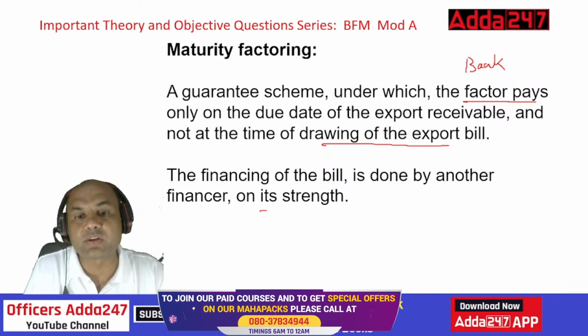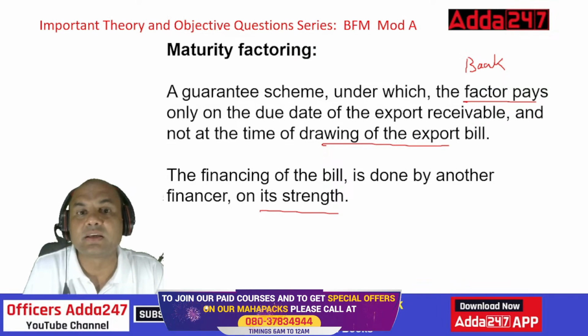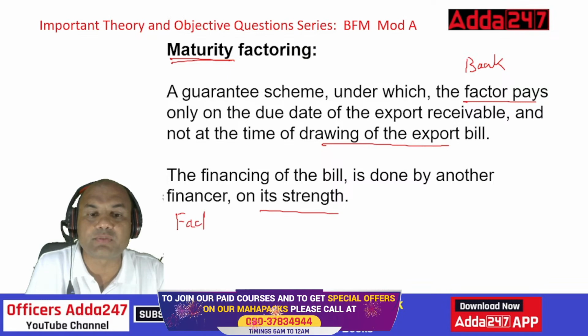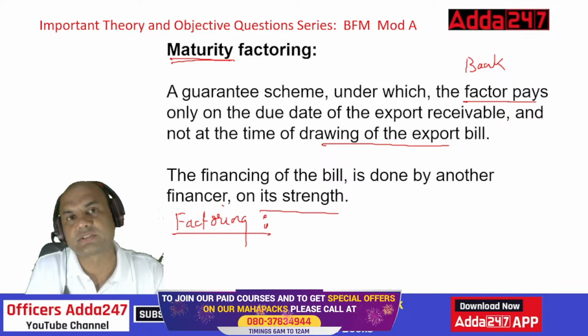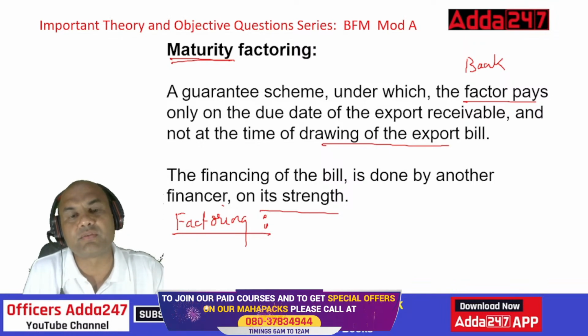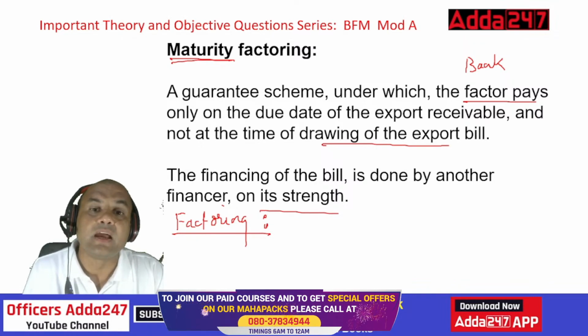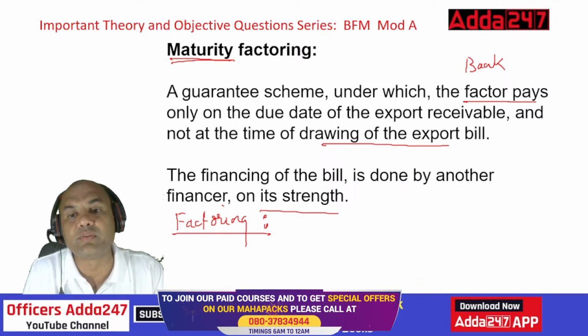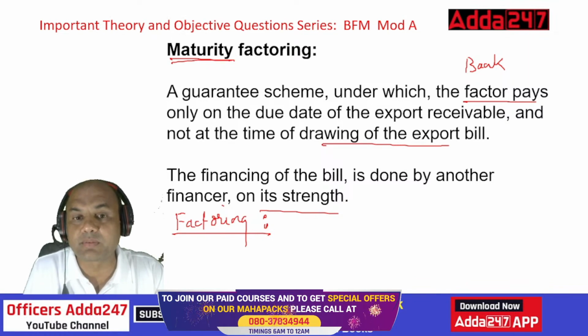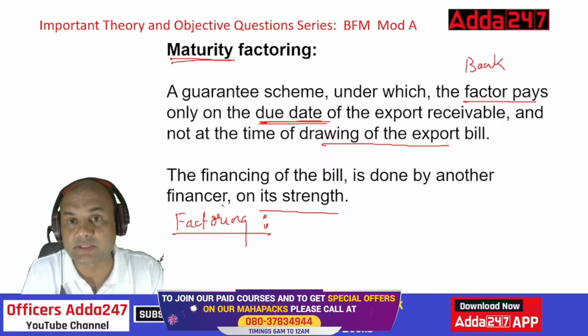So maturity factoring is different. Maturity factoring means this is a typical case of factoring. Simply, factoring means financing this customer. Generally, factoring is done on open account basis. So financing this customer immediately means it is financed immediately, when the bill is drawn, at that time only it is financed. And maturity factoring is a typical part of factoring in which the factor pays only on the due date of the export receivable. Remember, this maturity factoring name itself means payment on the due date. This is a typical exam question.